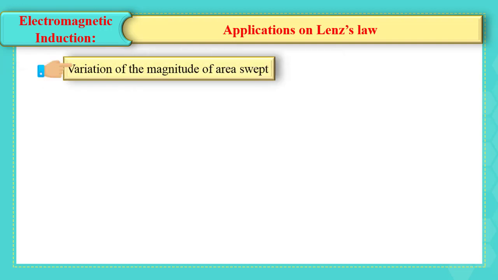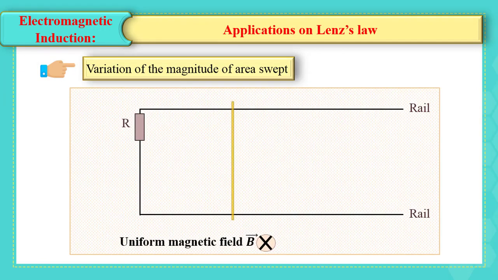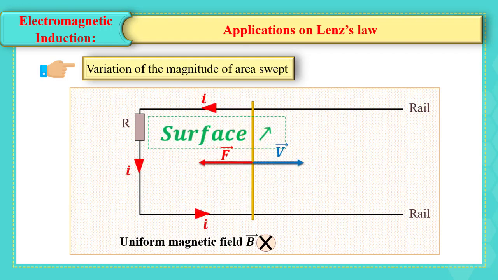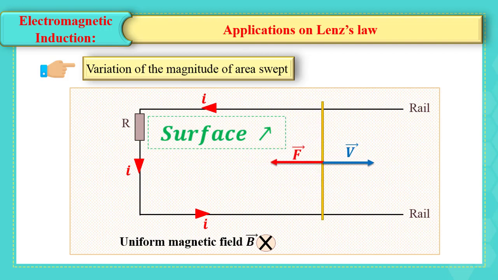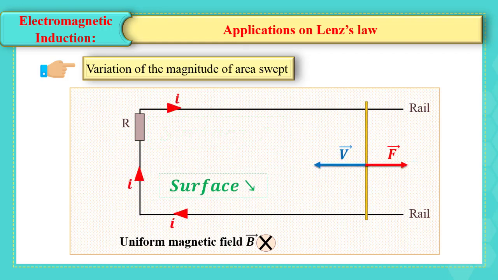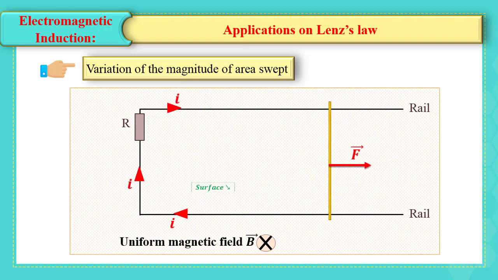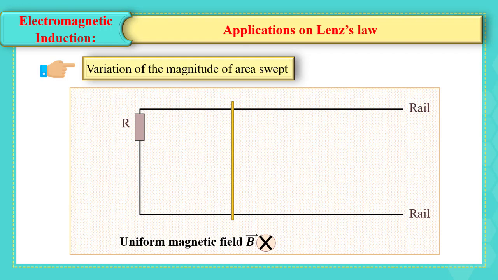Variation of the magnitude of the area swept. In the case of the variation of S, according to Lenz's law, the electromagnetic force F exerted on the rod always opposes its velocity v, which means that the force F and the velocity v have opposite directions, and the direction of the induced current I in the circuit is determined by the rule of 3 fingers of the right hand, where the fingers represent the directions of I, the intensity of the current, B, the magnetic field, and F, the electromagnetic force.